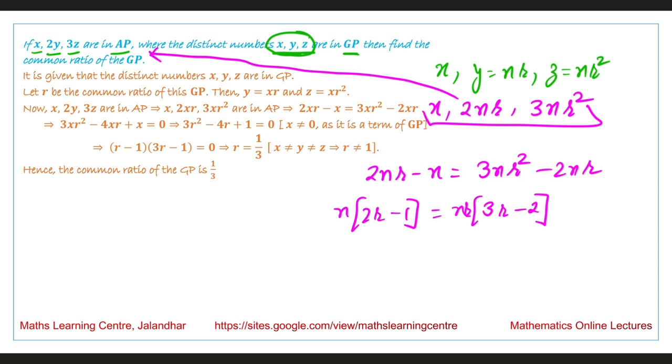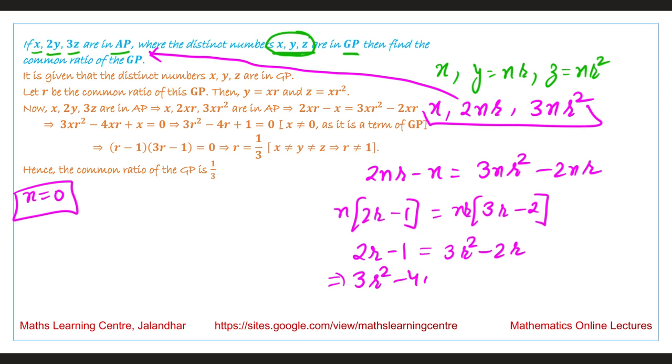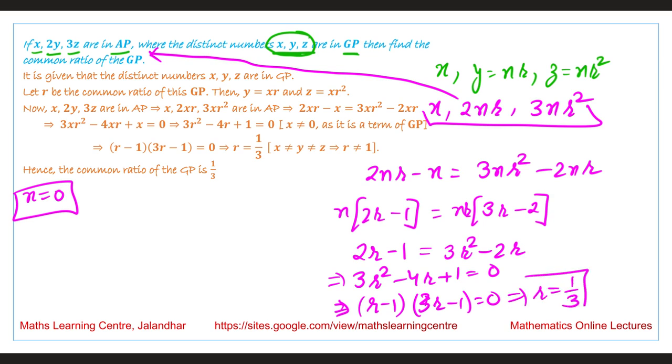So one condition we are getting from this is either x is equal to 0, or the second condition is that 2r minus 1 is equal to 3r square minus 2r. So this implies 3r square minus 4r plus 1 is equal to 0. When you solve this equation, this implies r minus 1 into 3r minus 1 is equal to 0. So r is equal to 1 by 3, or r is equal to 1.